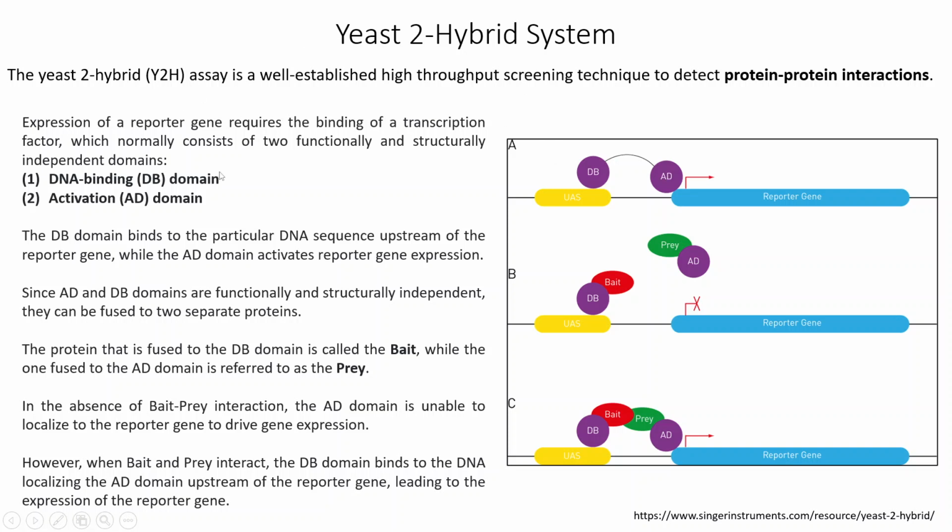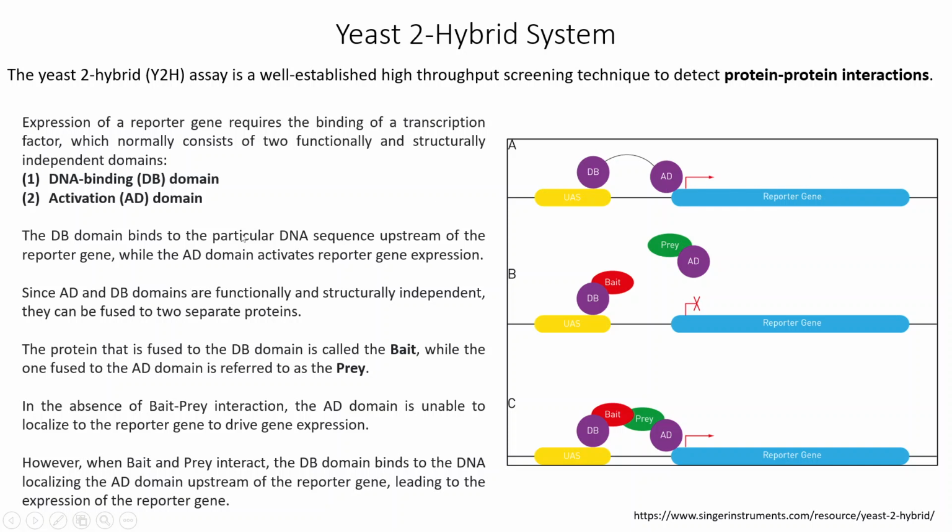So the DB or the DBD, that is the DNA binding domain. That's the one that actually binds to this region in the DNA, in this UAS portion. And then you have the activation domain. That is the part that is required here as well for activating the transcription of this gene. So you need both of these components to be able to transcribe this gene successfully.